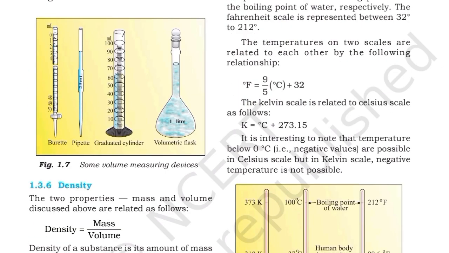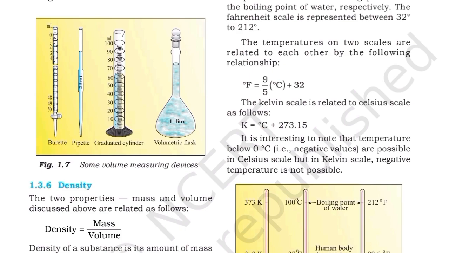Temperature on the two scales are related to each other by the following relationship. Degree Fahrenheit is equal to 9 by 5 times degree Celsius plus 32. The Kelvin scale is related to the Celsius scale as follows. Kelvin is equal to degree Celsius plus 273.15.